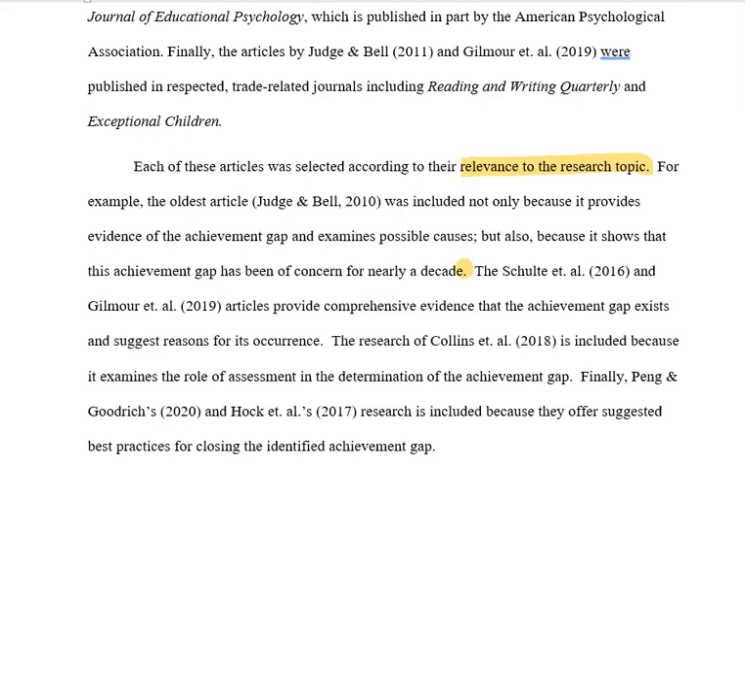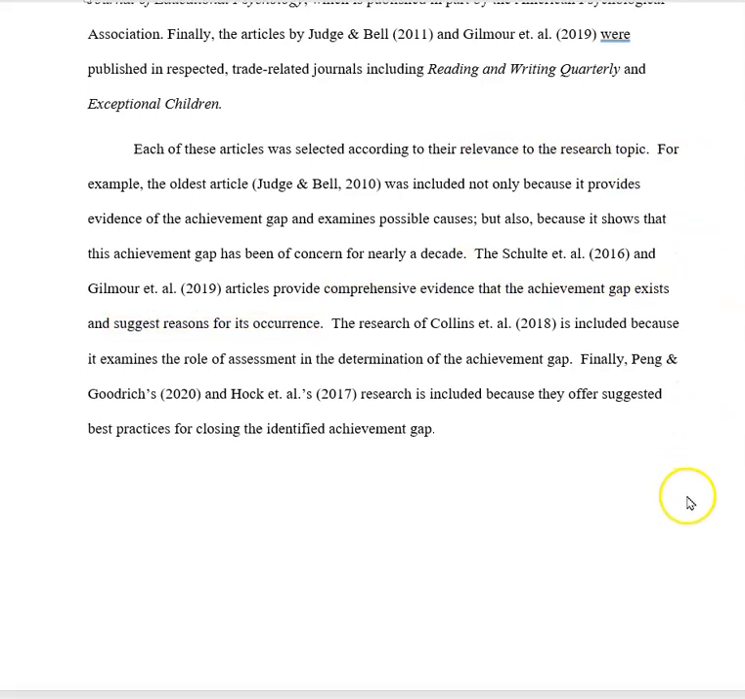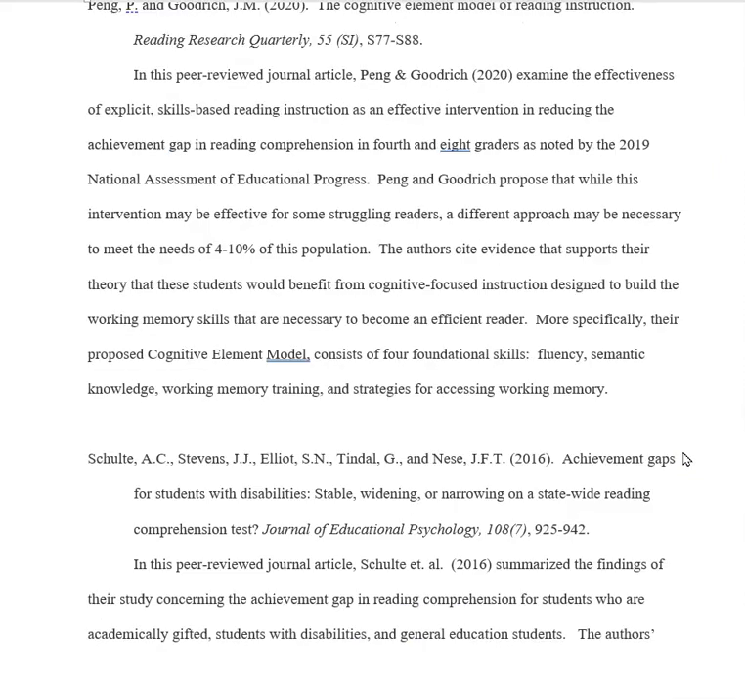Looking here, the Shute et al. and Gilmore articles provided comprehensive evidence that the achievement gap exists, and, this is the good part, suggest reasons for its occurrence. So she goes over each one of her different kinds of articles and helps the reader realize why these were respected people and authors and why their research should be considered. And that's it. There is no reference list, not in an annotated bibliography.